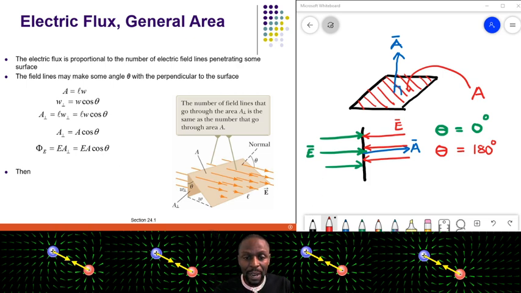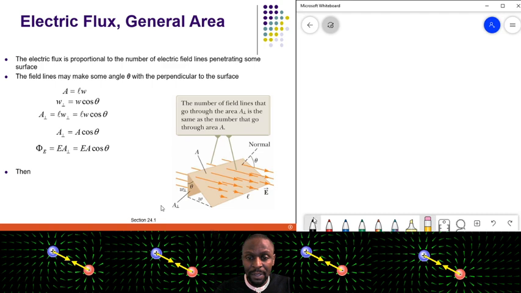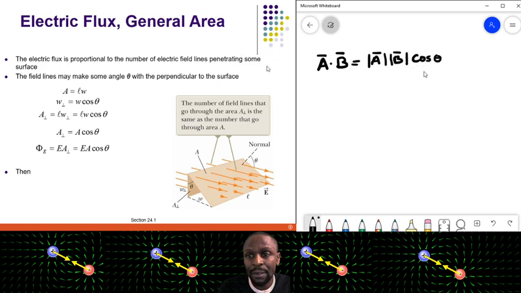Now before I dive into the other section, I just want to remind you about the dot product of two vectors that you have done in your first semester. You remember, if I have vector A dot B, this can be given as the magnitude of vector A times the magnitude of vector B and the cosine of the angle between them. Now the dot product of two vectors is always a scalar quantity.